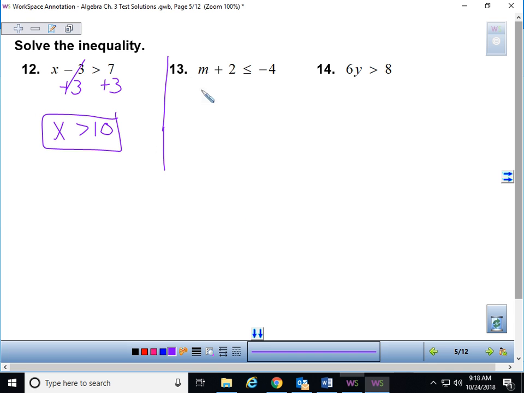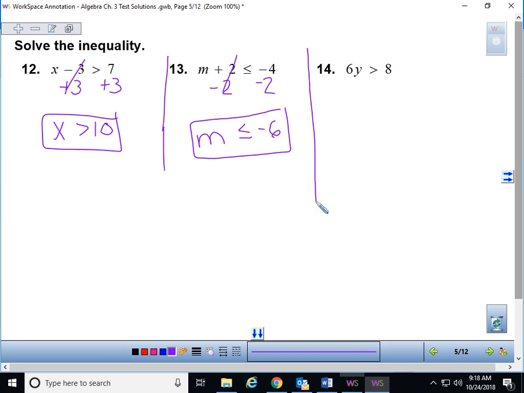13, same idea, getting our variable. This time it's m by itself. To get m by itself, I have to move plus 2. The opposite of addition is subtraction. So I'm going to subtract 2 from both sides. That gives me m less than or equal to negative 4 minus 2. I'm getting more negative, so I get negative 6. I have not multiplied or divided by a negative number, so I do not need to flip any inequality symbols.